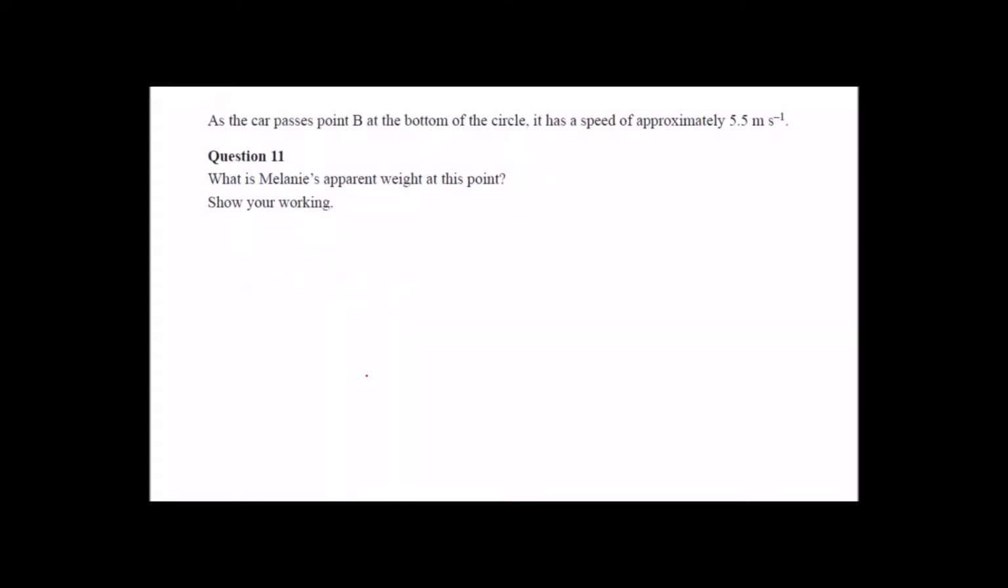Okay, question 11. The car is now at the bottom of the circle. It's got a speed of approximately 5.5 meters per second, which, if you think about it, doesn't make any sense at all, because it's going a lot faster at the top than it is at the bottom in this example, which is rather silly, but that's okay. You don't need to worry about the silliness of questions, just follow the information. So we know v equals 5.5 meters per second.